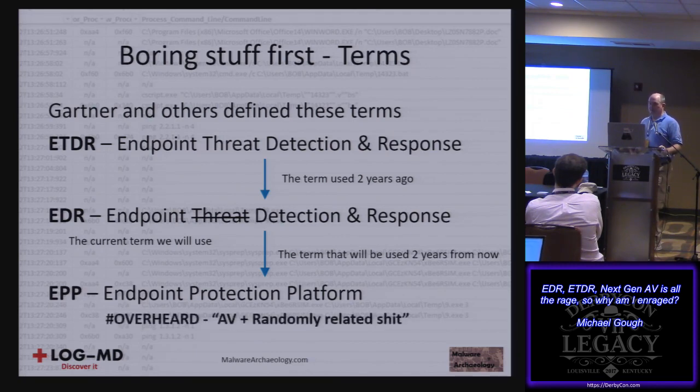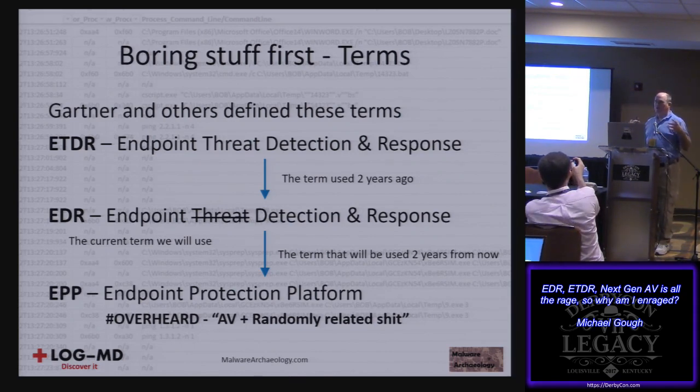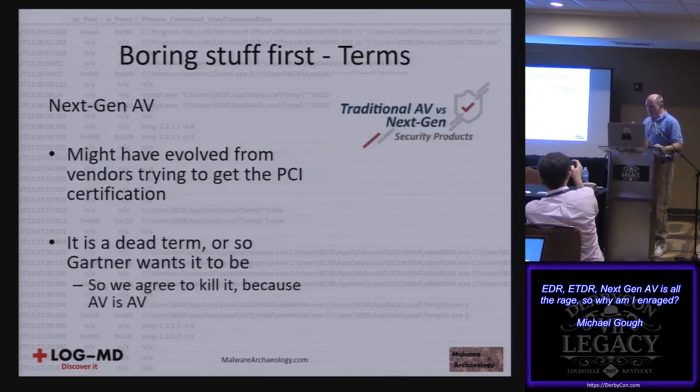What they did is just take the word threat out. Now it's just EDR, Endpoint Detection and Response. That is the current term we will use. And in about 2 years, everybody's moving to EPP, or Endpoint Protection Platform. What does that mean? Well, it's AV plus randomly related stuff. Okay? That is a quote from somebody. And I kind of agree with that, right?